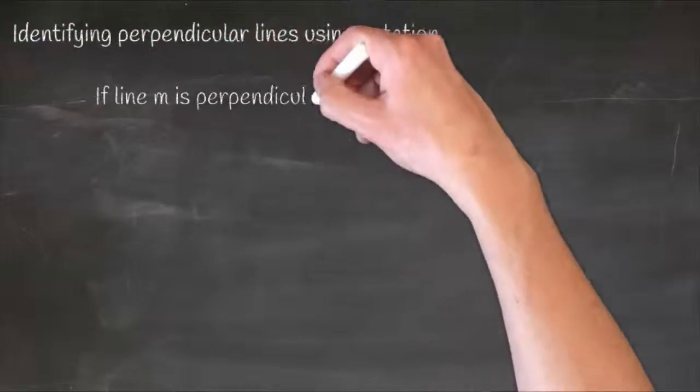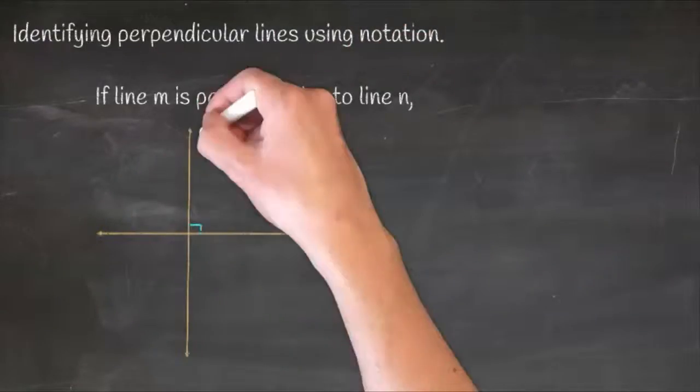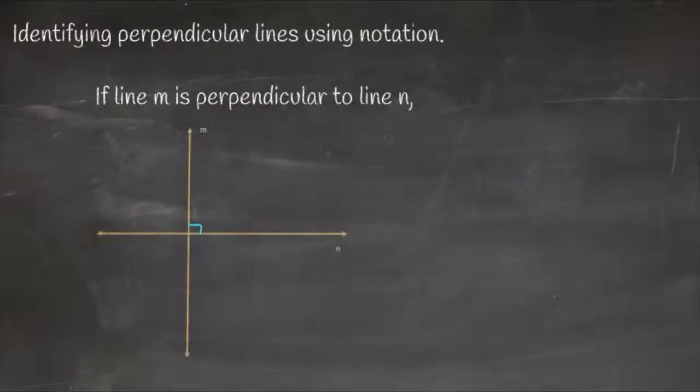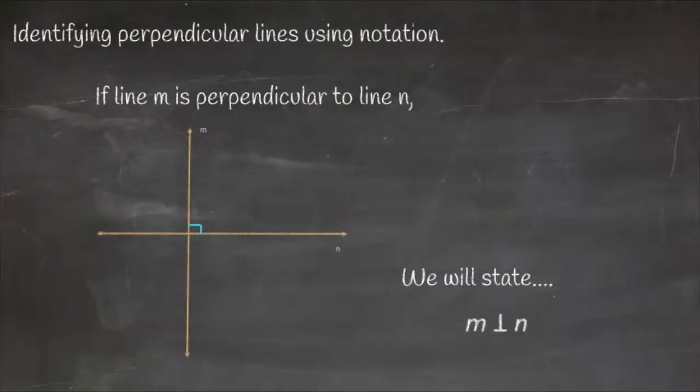So if we want to identify perpendicular lines using notation, for example, if line M is perpendicular to line N, we would just state, using this perpendicular symbol, which looks like an upside down T, that M is perpendicular to N.